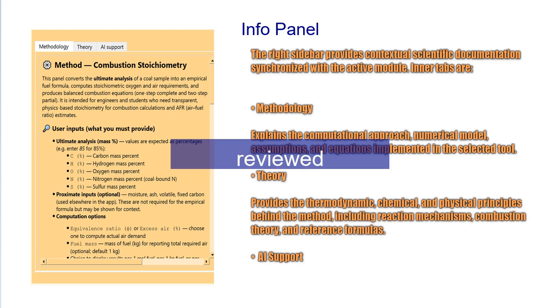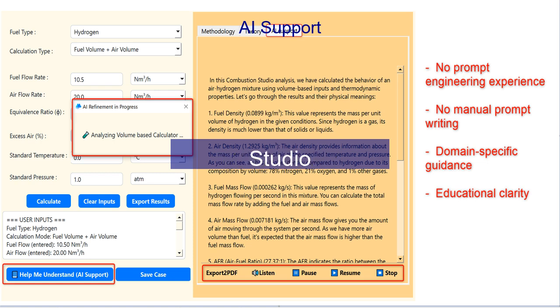AI support. Results are reviewed and suggestions are given. Combustion Studio generates a structured prompt so users don't need to know anything about prompt engineering. Inputs, results, calculations performed, and user goal are injected into the AI model.